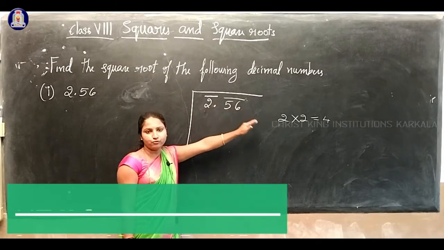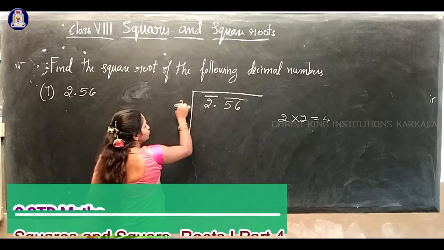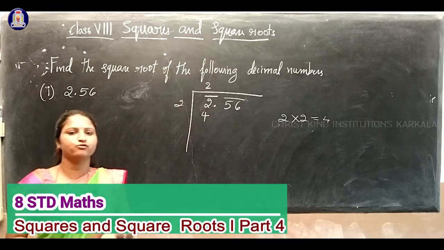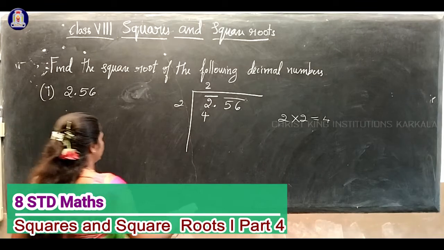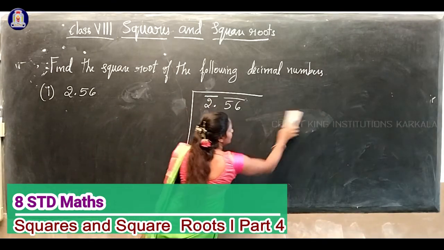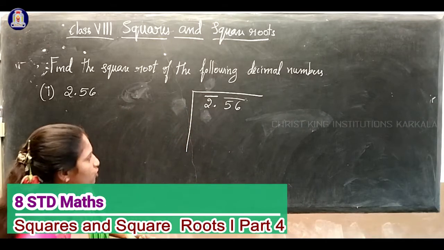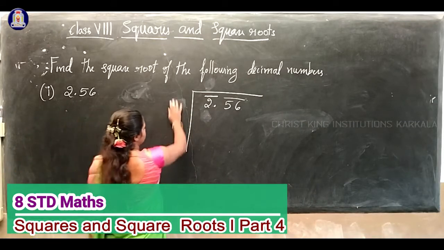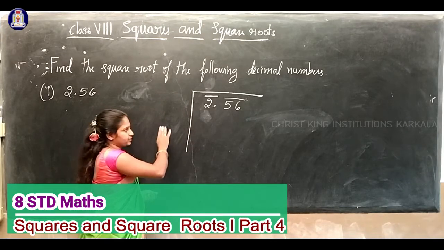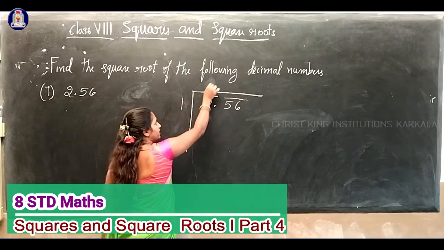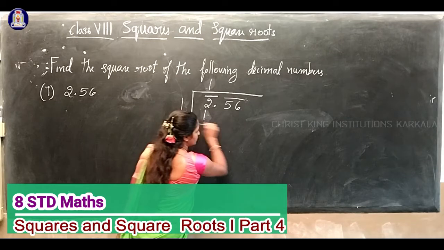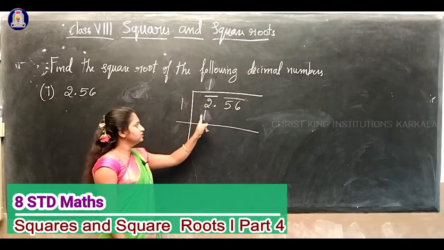Clear? If you write 4, what happens? 2 2s are 4. So can you subtract 4 from 2? No, it is not possible, right? So we have to write a number equal to 2 or less than 2. That means 1 is a perfect square, right? So we can write here 1 into 1. So 1 ones are 1. Is it correct? Yes. So 1 into 1 is 1.